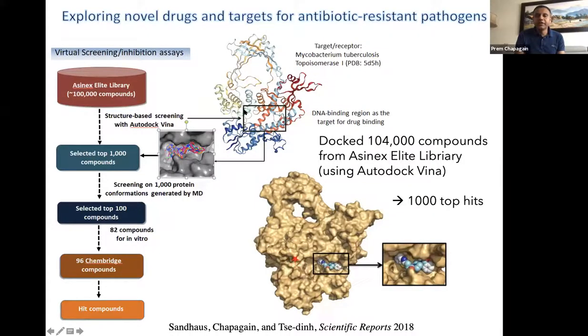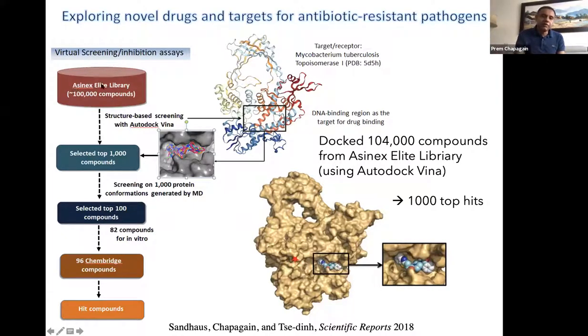That's where the DNA binds. So the idea is that you find a small molecule that goes to this cavity and prohibits the DNA from binding or from being cut or cleaved. And so we wanted to come up with those inhibitors.